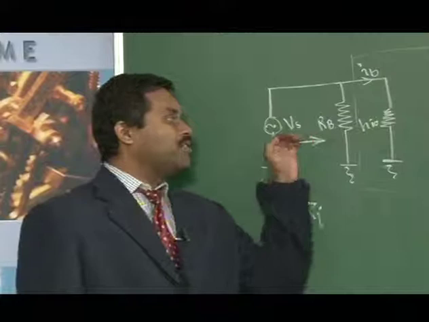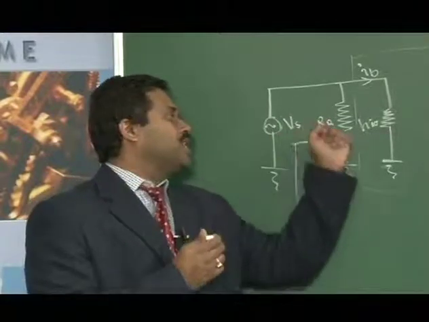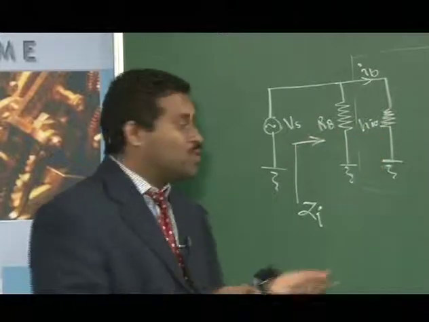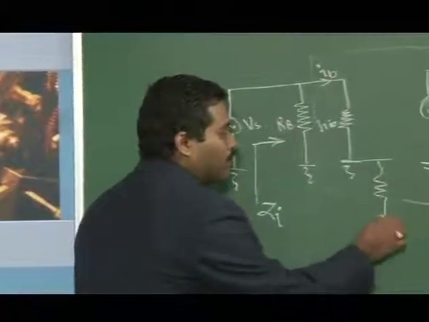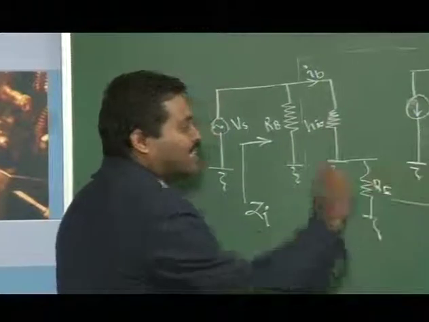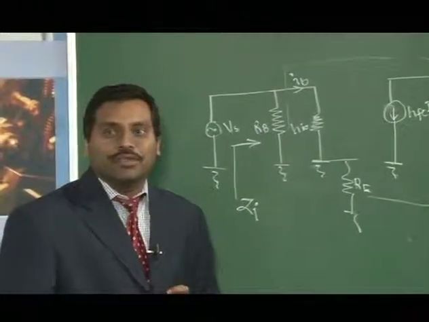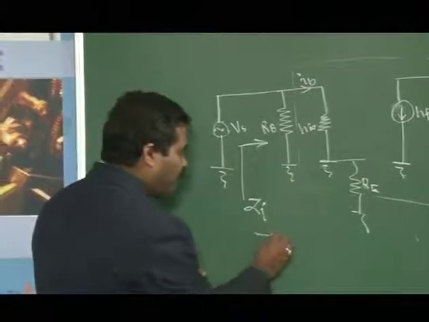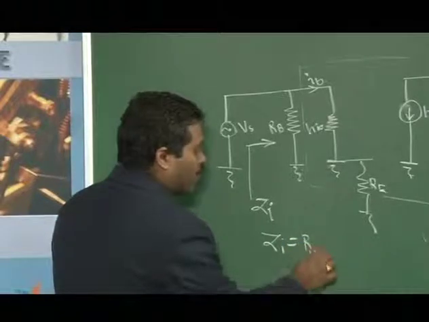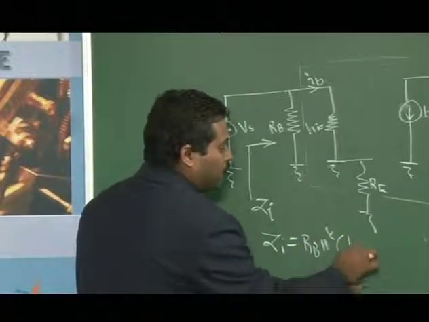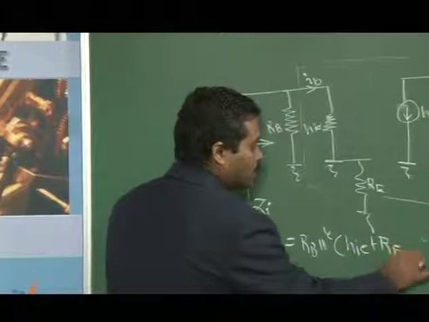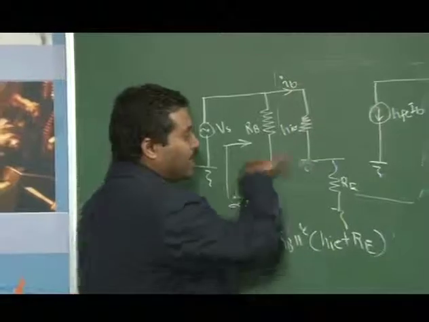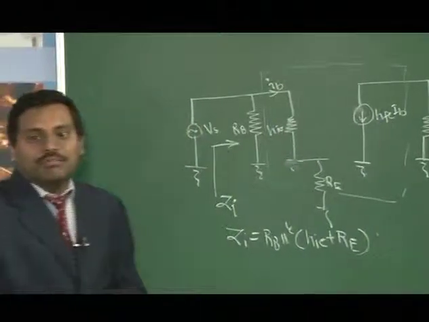So what you can see from the input side, leaving the source, you can see RB and HIE being connected in parallel. I have also the feedback resistance Re being connected at the input. So considering this Re, effective input impedance becomes ZIE equals RB in parallel with HIE plus Re. So you have Re also there at the input with feedback.